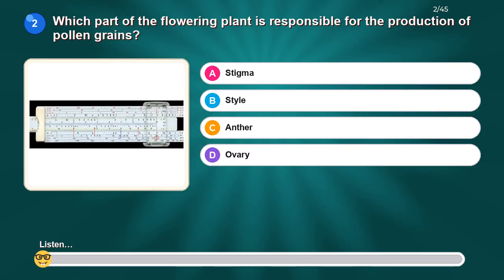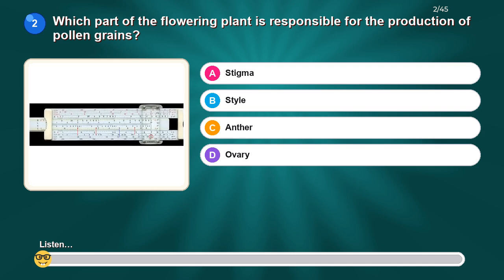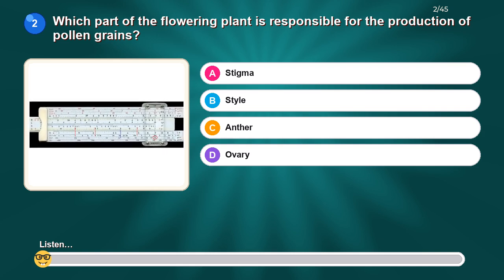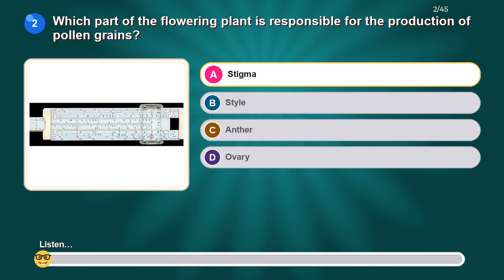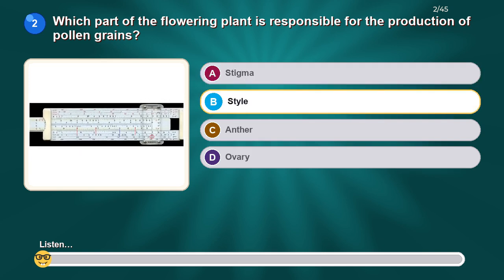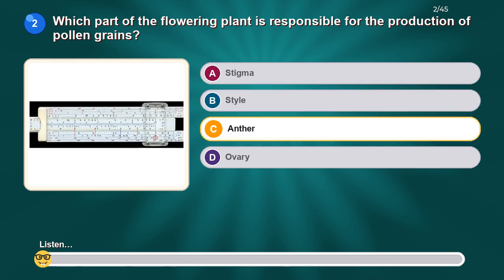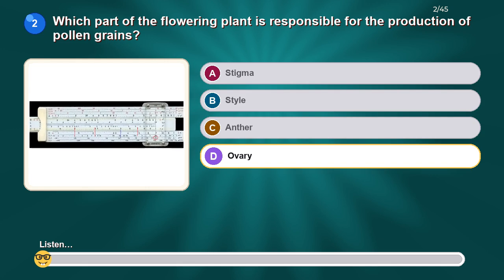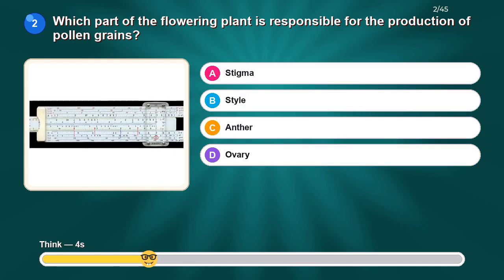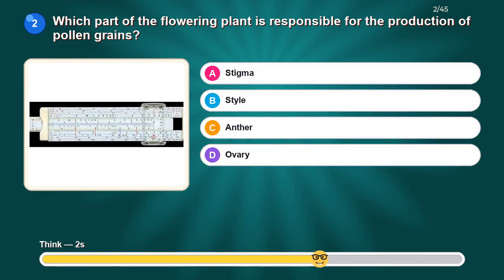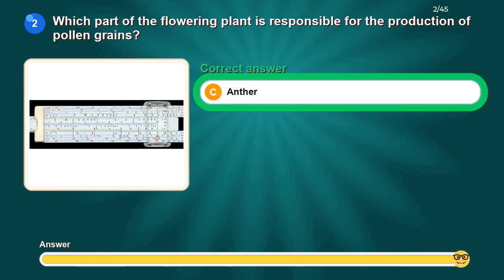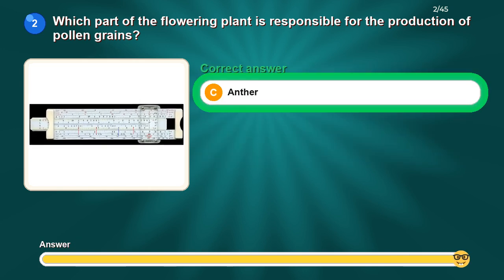Which part of the flowering plant is responsible for the production of pollen grains? Option A, stigma. Option B, style. Option C, anther. Option D, ovary. The correct answer is anther.